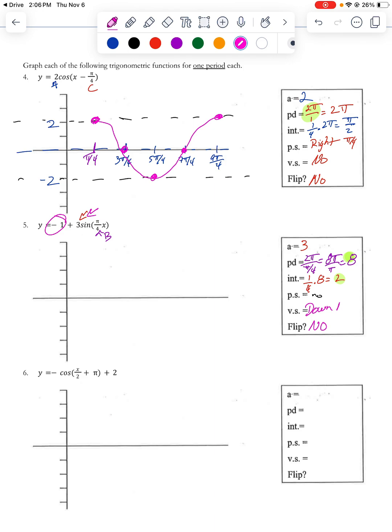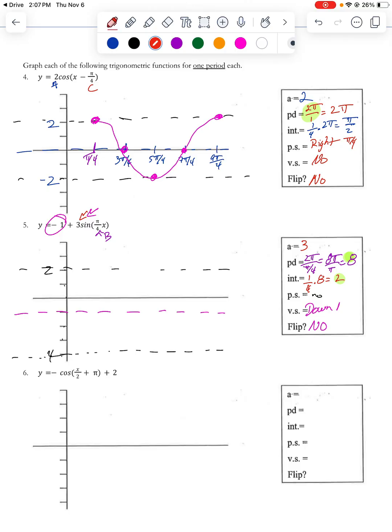All right, so order says, mark your vertical shift first, up 1. That's my baseline. Go up 3 to your amplitude or to your maximum. 1, 2, 3. That's my max, 4. Then 1, 2, 3 down. That -2 is my min.